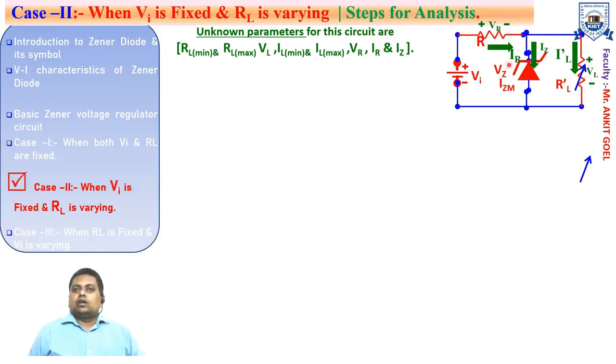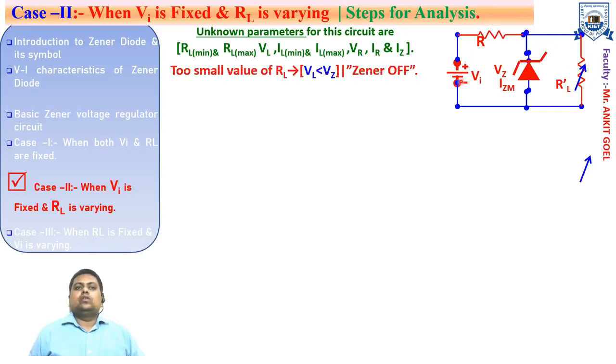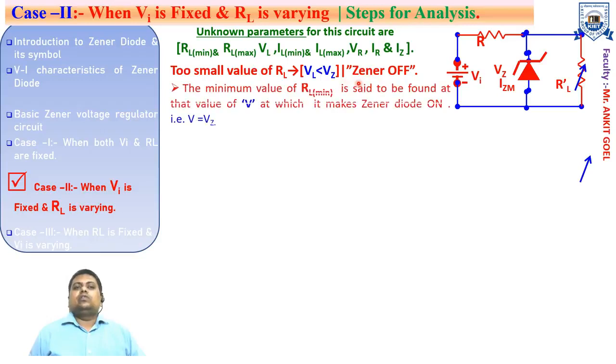So the minimum value of RL, for which the Zener diode will be on, will give me the minimum value of the load resistance. First we need to find the minimum value of the load resistance. Too small a value of the load resistance will not make the Zener diode go into the on state; it will be in the off state.